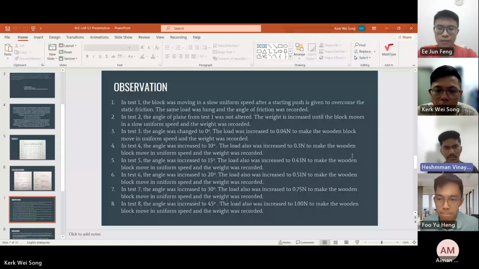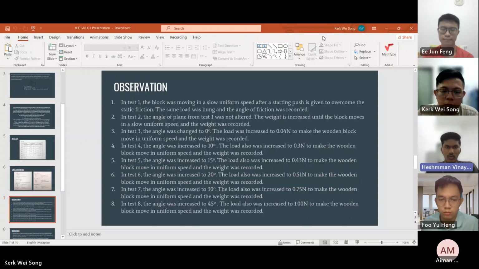Okay, as for the observation, in all the 8 tests, 8 different observations were observed. In test 1, the block was moving at a slow uniform speed after a starting push is given to overcome the static friction. The same load was hung on it and the angle of friction was recorded.